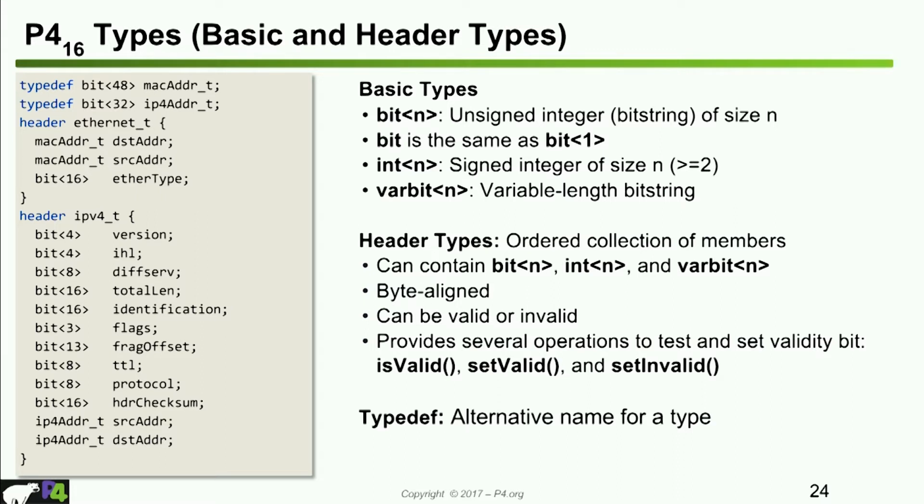And header types are an ordered collection of members, whose members may be one of the types that we've just discussed. Headers are byte-aligned, and they can be valid or invalid, so they have an implicit validity bit associated with them. The P4 program can explicitly manipulate the validity bit by using the isValid, setValid, and setInvalid methods for the header. Here on the left, we show what the Ethernet header and IPv4 header might look like when we define them. And note that you can use the typedef statement to make your P4 program more readable.